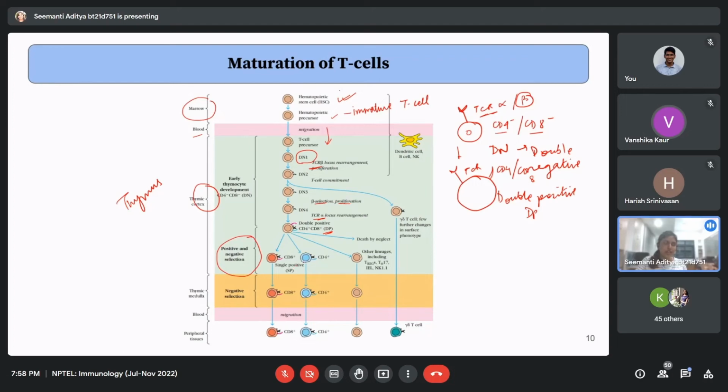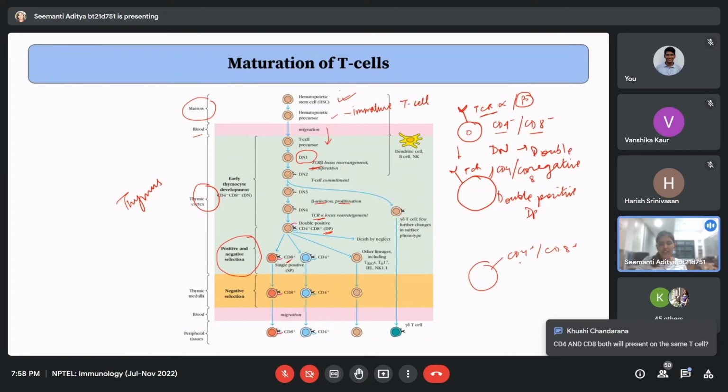Okay, so there are two kinds of selection, positive and negative selection, that are based on interaction. A T cell is basically expressing both CD4 plus and CD8 plus, right? Now, how strong the interaction of each of these molecules is with MHC1 and MHC2 is going to decide whether this cell will be a TC cell or TH cell. A TC cell has to have strong interaction with MHC1, and a T helper cell will have strong interaction with MHC2.